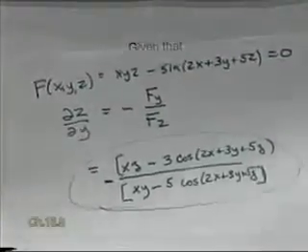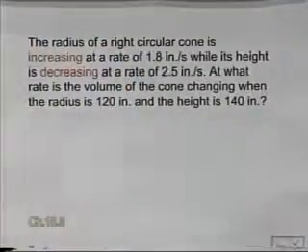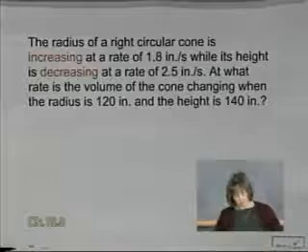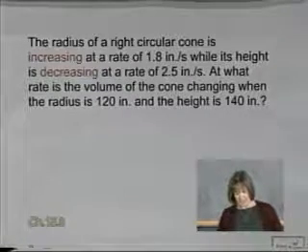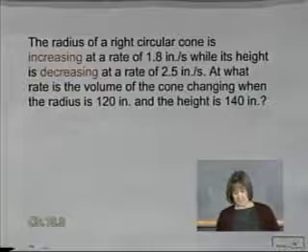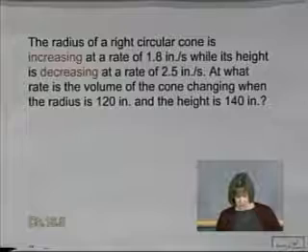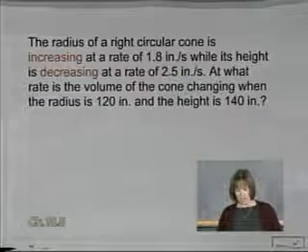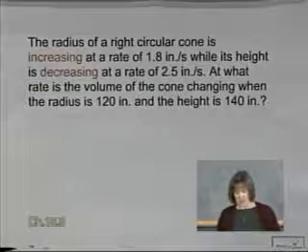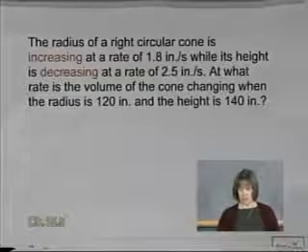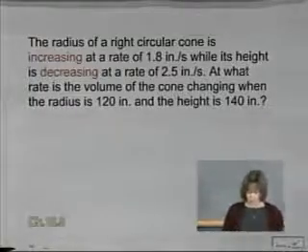Okay? All right, now let's do an application with this. The radius of a right circular cone is increasing at a rate of 1.8 inches per second, while its height is decreasing at a rate of 2.5 inches per second. At what rate is the volume of the cone changing when the radius is 120 inches and the height is 140 inches?